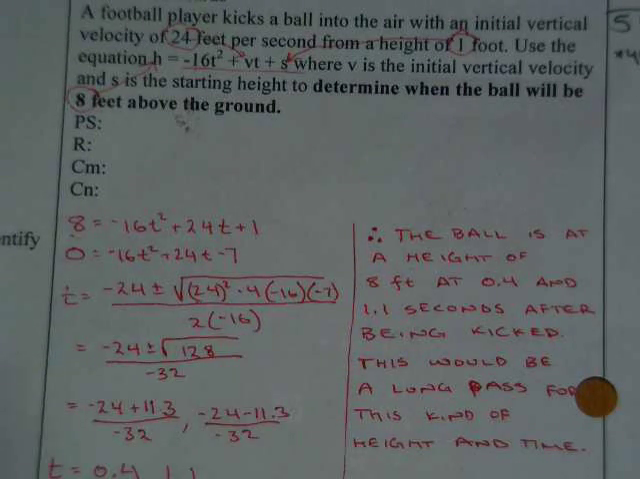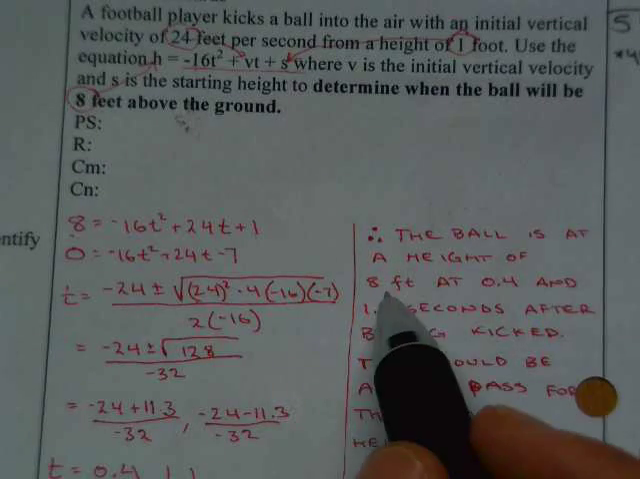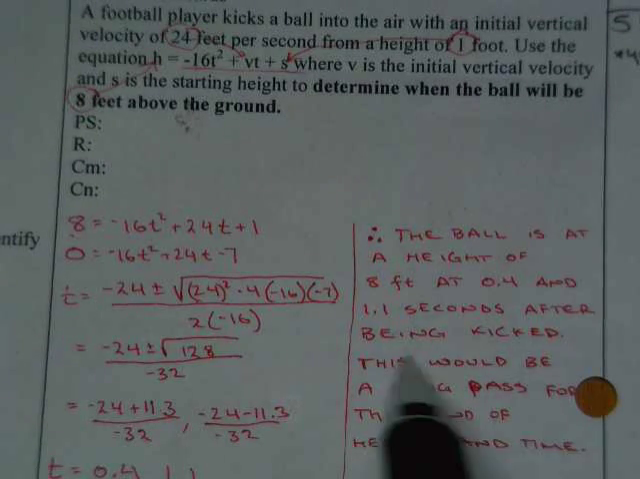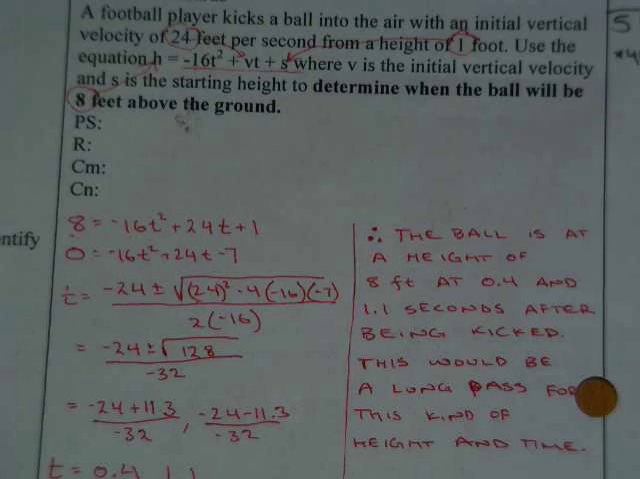I go ahead and do that, and I wind up with 0.4 and 1.1. What does that mean? Well, it means the ball is at a height of 8 feet at 0.4 and 1.1 seconds after being kicked. I put this would be a long pass for this kind of height and time.